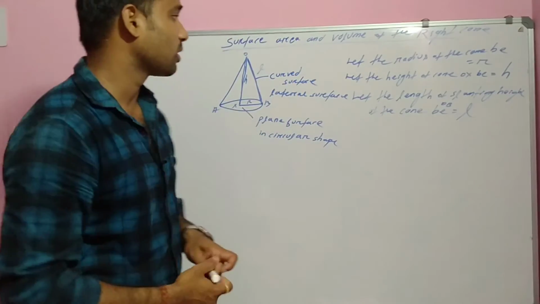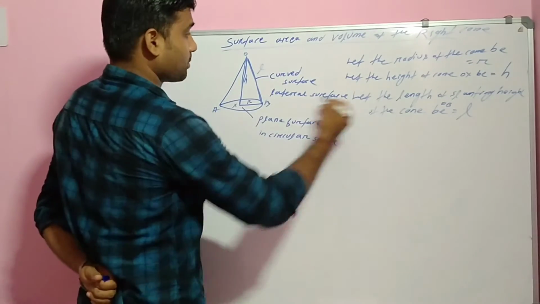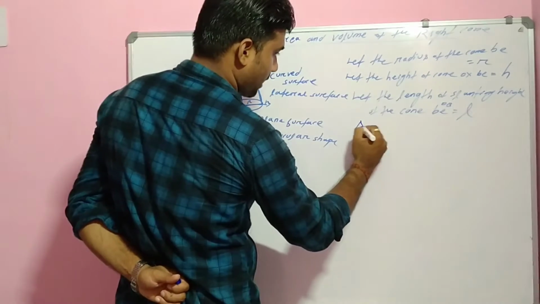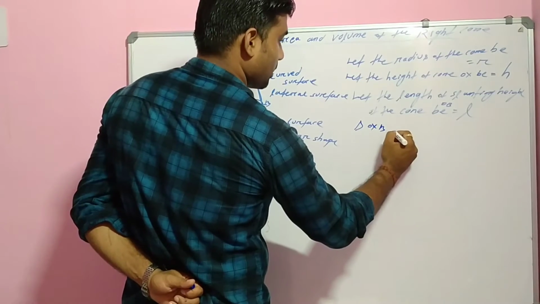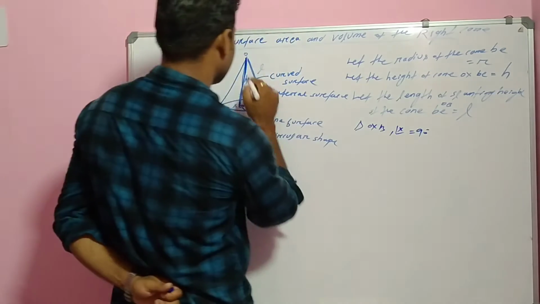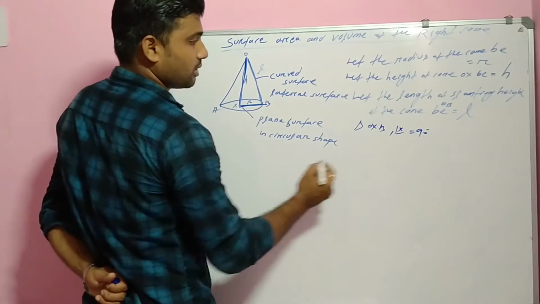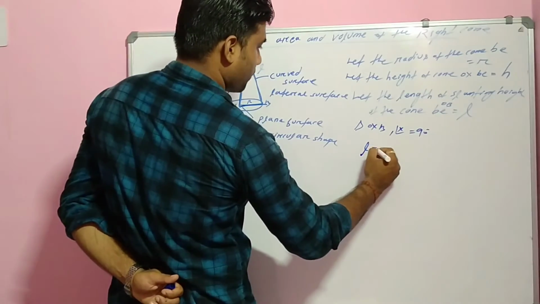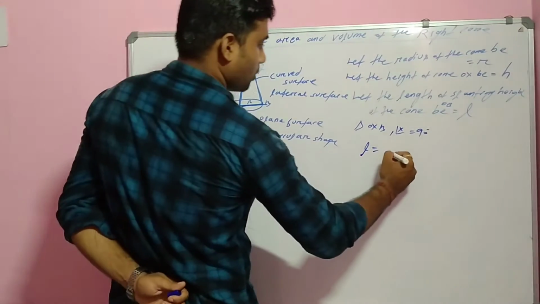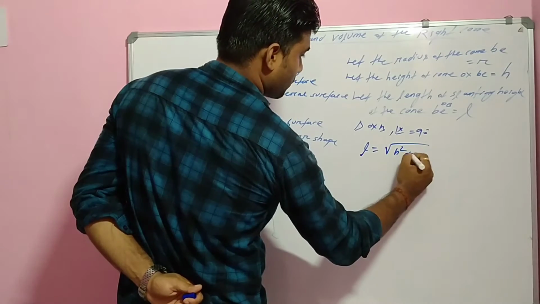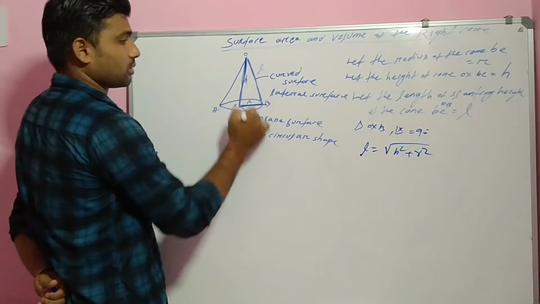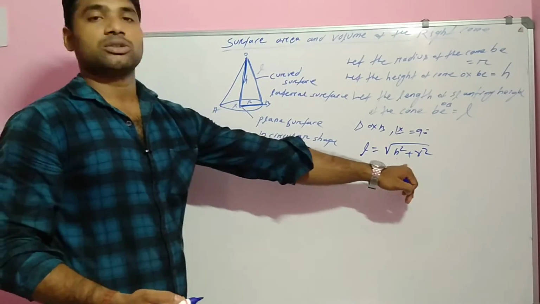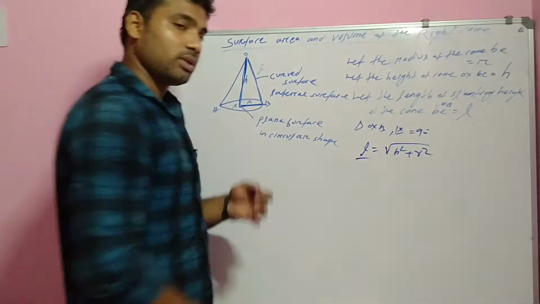And then how to find the length? The slanting height L, because in triangle OXB, angle X is 90 degrees since OX is perpendicular to XB. So according to the Pythagoras theorem, the slanting height L equals the square root of h square plus r square, that is, the square root of the square of the height plus the square of the radius of the cone. Okay, you can find the length.